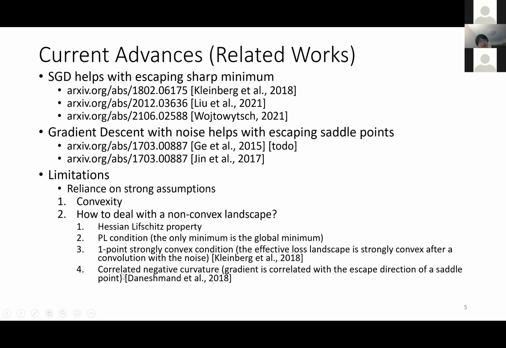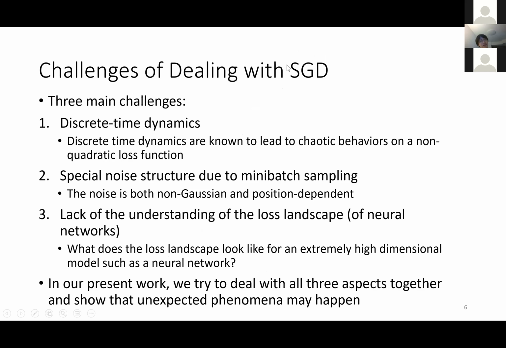Also, there is the correlated negative curvature. This is that the gradient is correlated with the escape direction of a saddle point. It sort of implies that you can already escape easily from a saddle point. So what are the challenges of theoretically dealing with SGD? In my opinion, there are three.